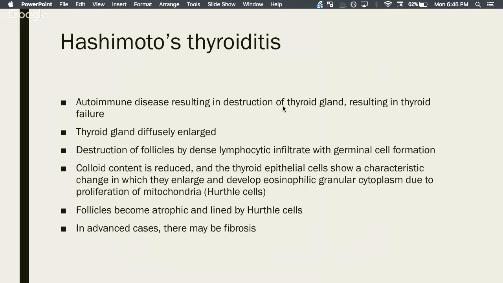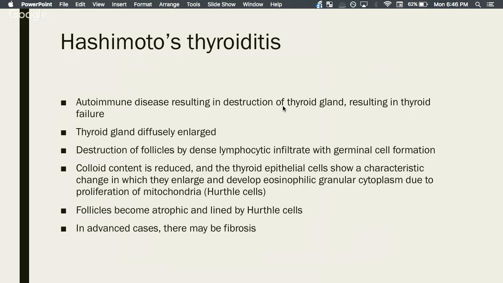Hashimoto's is another autoimmune disease resulting in destruction of your thyroid gland. So it results in a thyroid gland that's diffusely enlarged. It's kind of like Graves for hypothyroidism, and I think you guys would already know all this. In terms of the path, you have destruction of follicles, and you have little Hürthle cells. Basically your thyroid epithelial cells enlarge and develop eosinophilic granular cytoplasm, and then you have Hürthle cells.